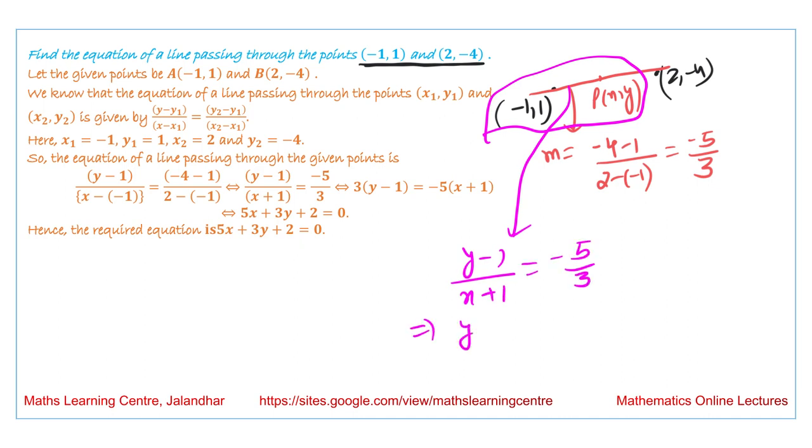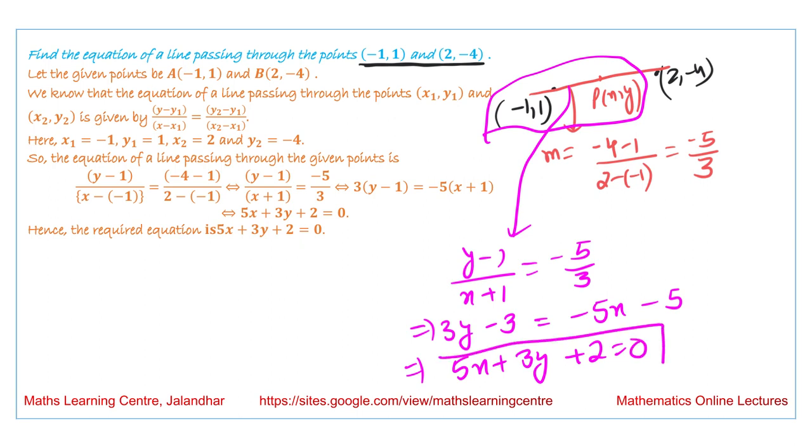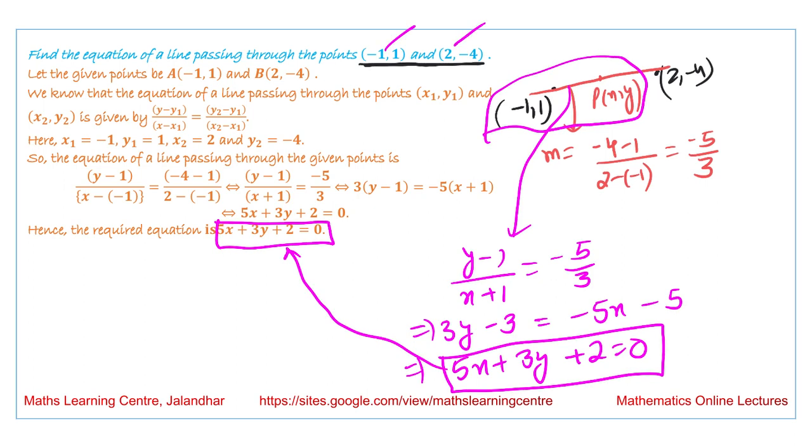This implies that 3y minus 3 is equal to minus 5x minus 5. So this implies 5x plus 3y plus 2 is equal to 0. So this is the required equation of the line which passes through these 2 points.